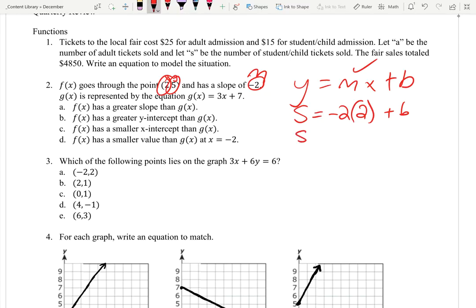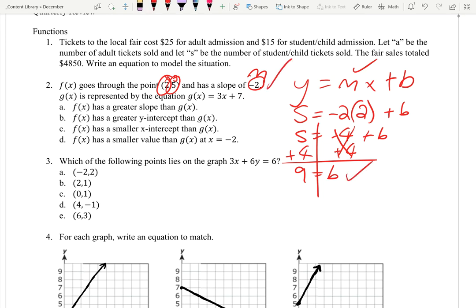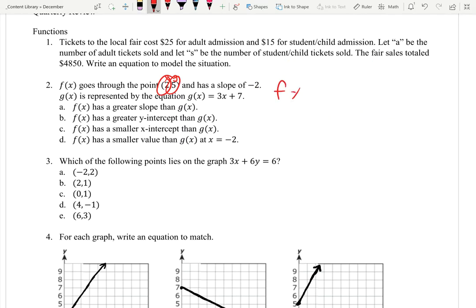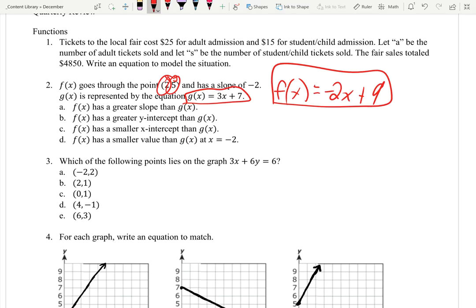So what I end up with is 5 equal to -4 plus b, and then we'll add 4 to both sides. So adding 4 gets me 9 equal to b. So now I know the equation. I know m is -2. I know b is 9. So our equation for f of x is f of x equals -2x plus 9. Let me fix this right here. -2x plus 9. Now we can use this and compare it directly with g of x.